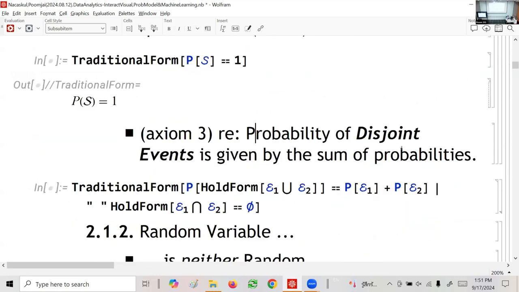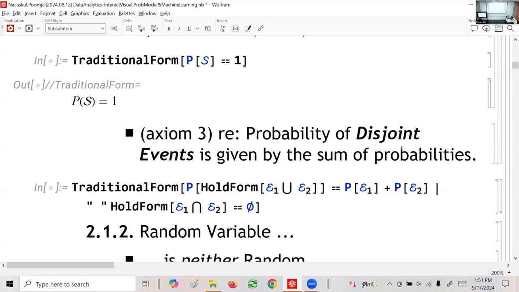Finally, the probability of disjoint events, meaning events where if one happens, the other can't happen, can just add. So if I have a die with 6 sides, the probability of 1 or 3 is the same thing as the probability of 1 plus the probability of 3, because the die cannot be 1 and 3 at the same time.